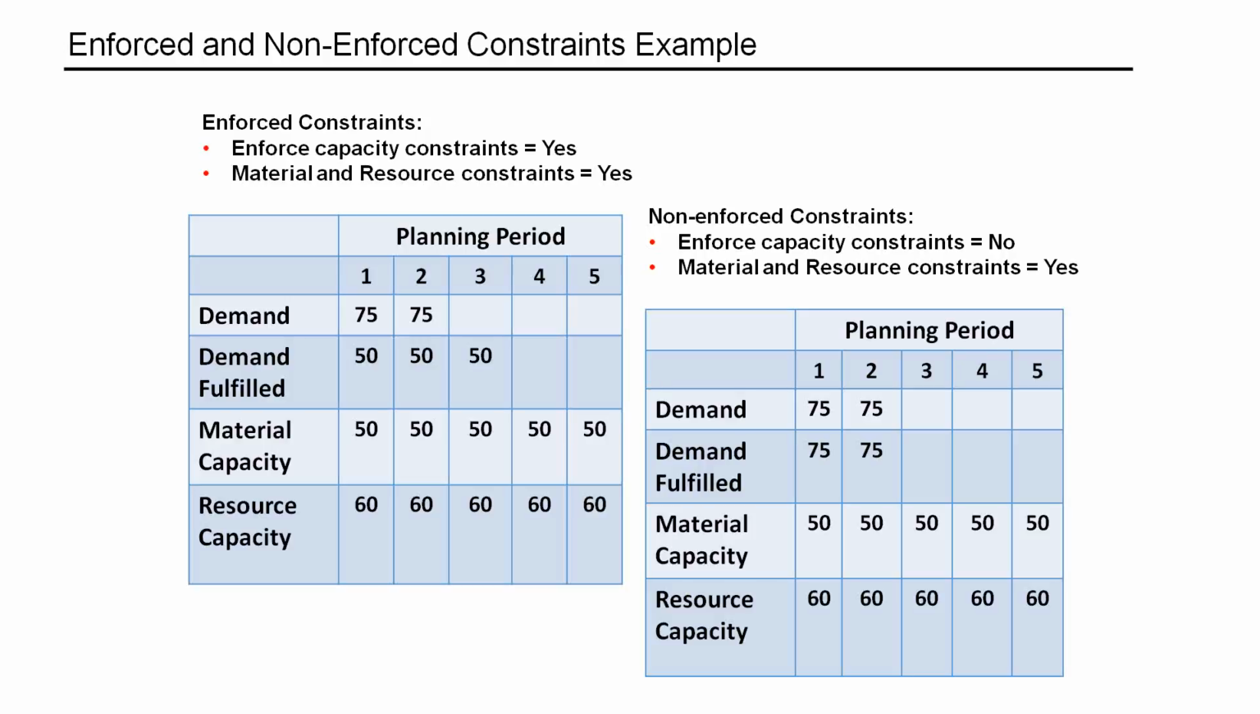If you are not enforcing the capacity constraints, then obviously if the demand is 75 and you have a resource capacity and a material capacity of 60 and 50, it will override that and say, okay, create a planned order of 75 on this date, whatever the constraints are. I don't care about the constraints. This is nothing but the non-enforced constraints, or the enforced demand due date EDD plan.